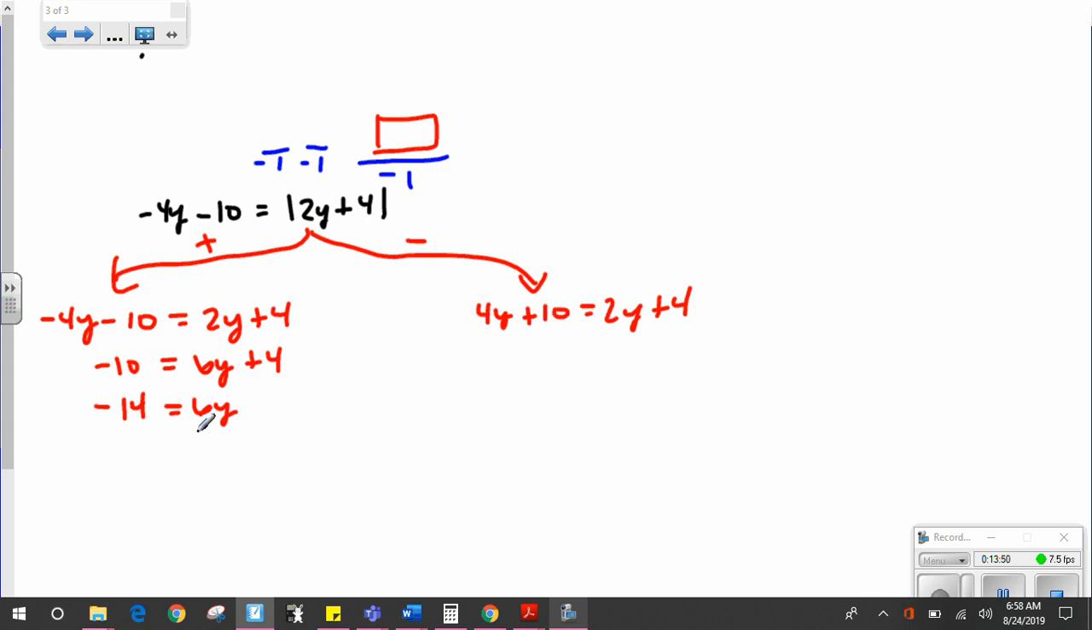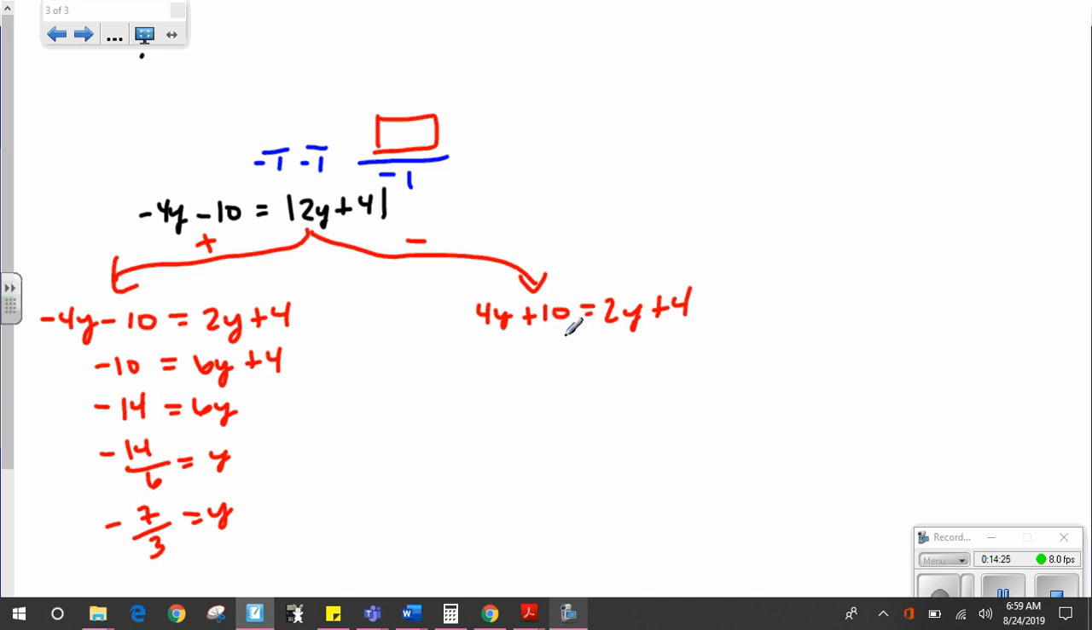I then would divide both sides by 6, which would give me -14 over 6 is equal to y. I then would need to reduce because both of those numbers are even, 14 and 6. So they're divisible by 2. When I divide 14 by 2, I'm going to get -7. When I divide 6 by 2, I'll get 3. So in its simplest form, y is equal to -7 over 3.